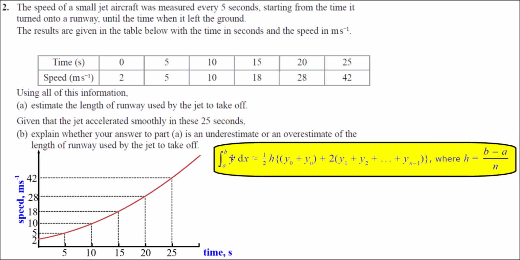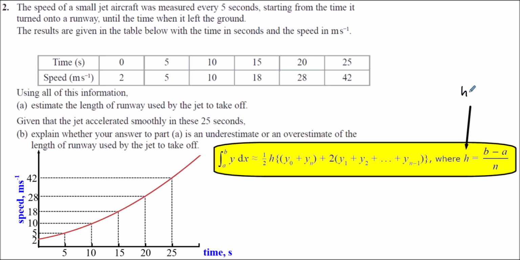We have this result here. So the length of a runway is going to be given by estimating the area underneath this curve. And to do that, we're going to use this trapezium rule. H is essentially just the width of each strip. So we're going to go for the first 25 seconds. So we've got 1, 2, 3, 4, 5 different intervals. 25 divided by 5 is 5. So here, we're just going to be using h is equal to 5.